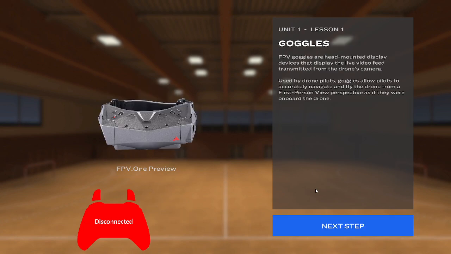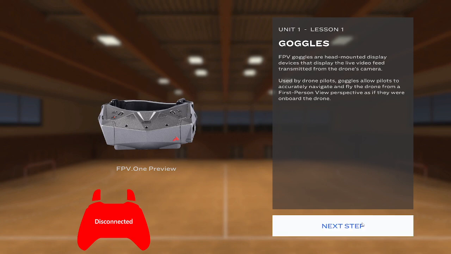Goggles. FPV goggles are head-mounted display devices that display the live video feed transmitted from the drone's camera. Used by drone pilots, goggles allow pilots to accurately navigate and fly the drone from a first-person view perspective as if they were on board the drone, of course.